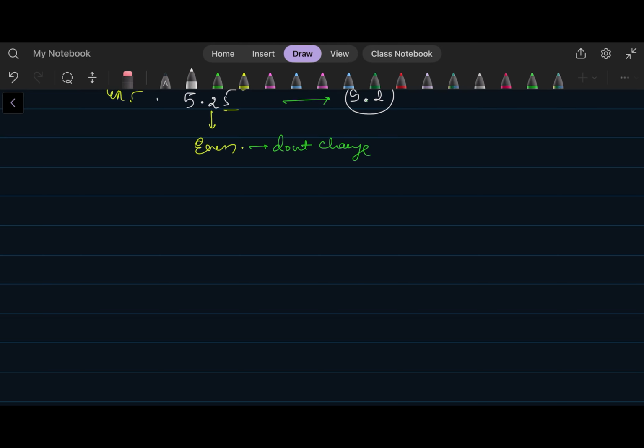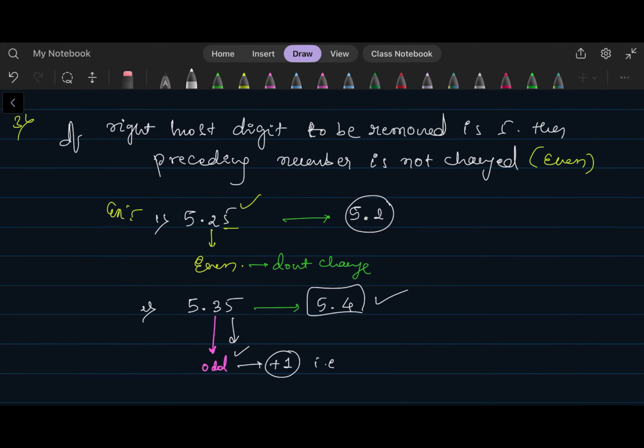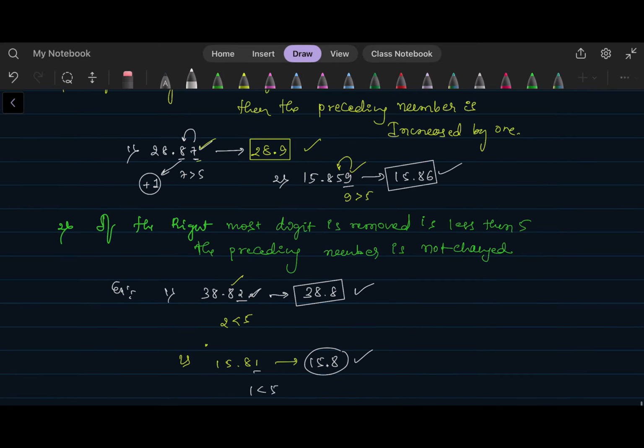Same, if I want to change the value, that is 5.35, and I want to do the rounding off for this. Again 5 is the terminal digit, but this preceding number is odd. If it is odd, then add +1, that is rounding off. So we are going to get 5.4 as the answer for this. This is the important rounding off rule for calculation-based questions also.